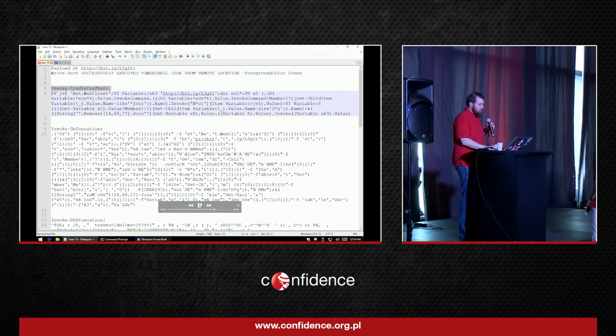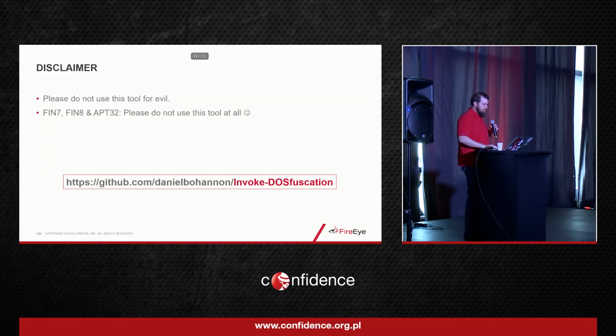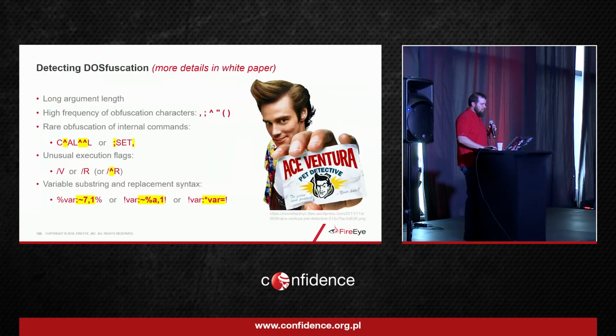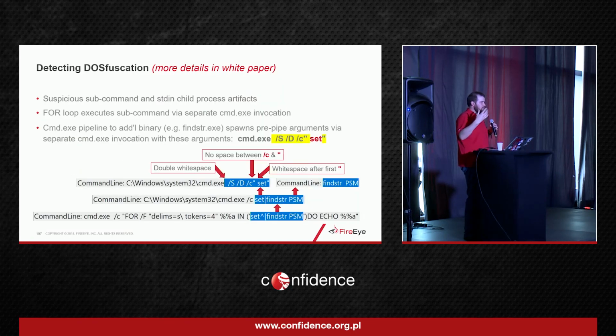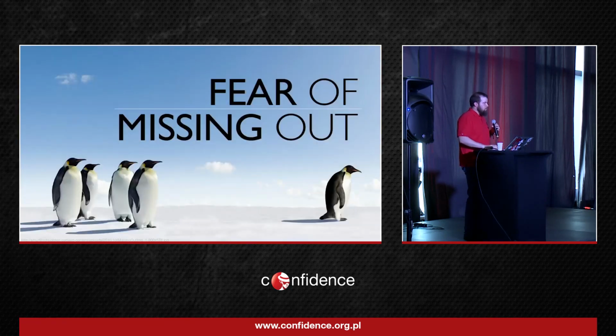All right. So the last one was just basically stacking all the PowerShell obfuscation layers and then DOSfuscation. So anyways, I'll skip that. Don't use this for evil. Detecting DOSfuscation, all these details are in the white paper, basically looking for these special characters in different places, looking for the SDC, the standard input artifacts. FOMO, the fear of missing out.